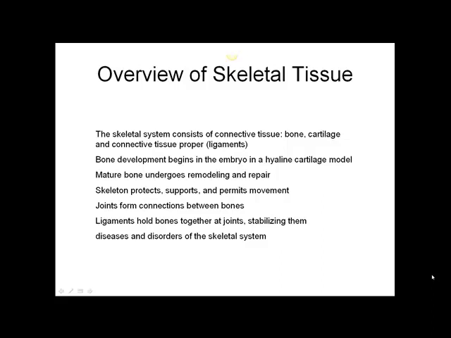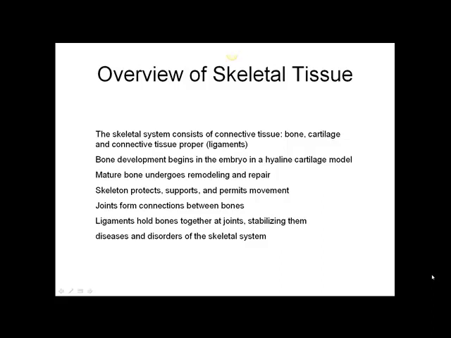So the skeletal system consists of connective tissues, and these include bone, cartilage, and ligaments. And if you'll remember, this is connective tissue proper. It's like dense, irregular connective tissue.